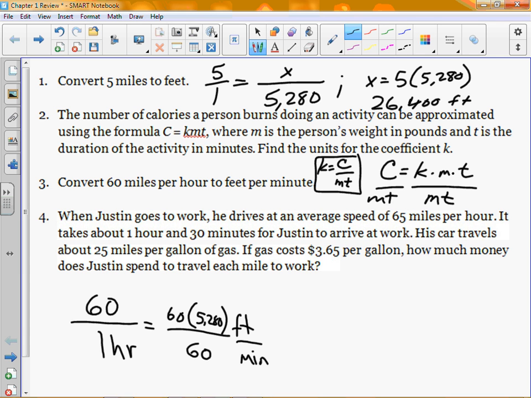Not 5,280. 60 times 5,280. Yes? 60 times that. Is there any need to multiply 60 times 5,280 there? In this particular problem, there isn't. It's just 5,280.